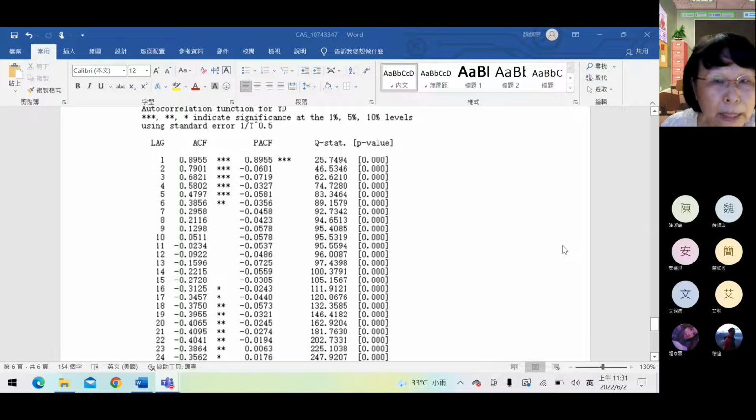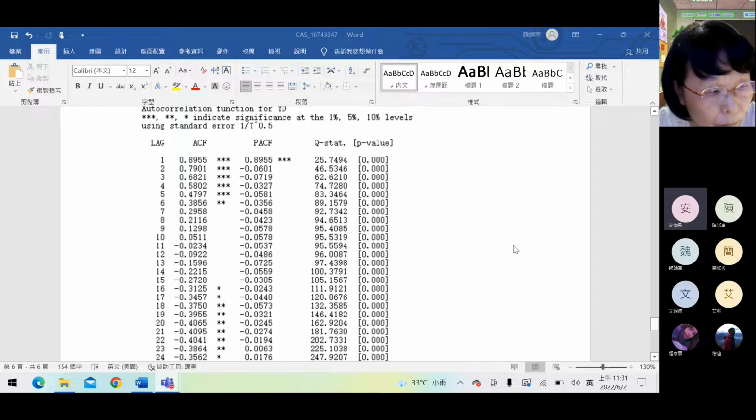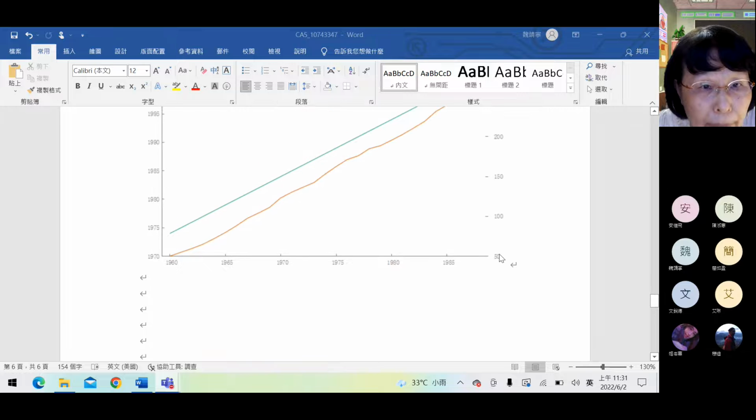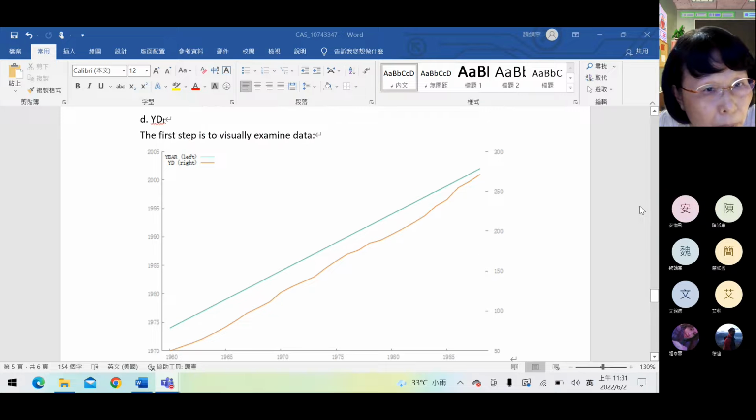Yes, Professor, I want to ask about Esther's graph. Can you show the graph? Okay, this one, Prof. According to this, Professor, this is not stationary. Non-stationary, because it trends up. It goes nowhere, we don't know where it goes.